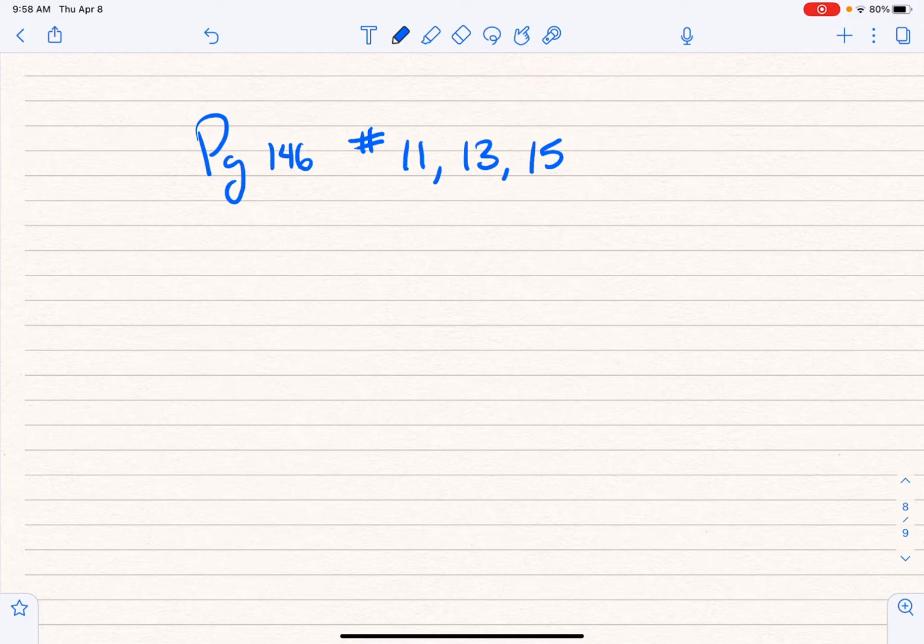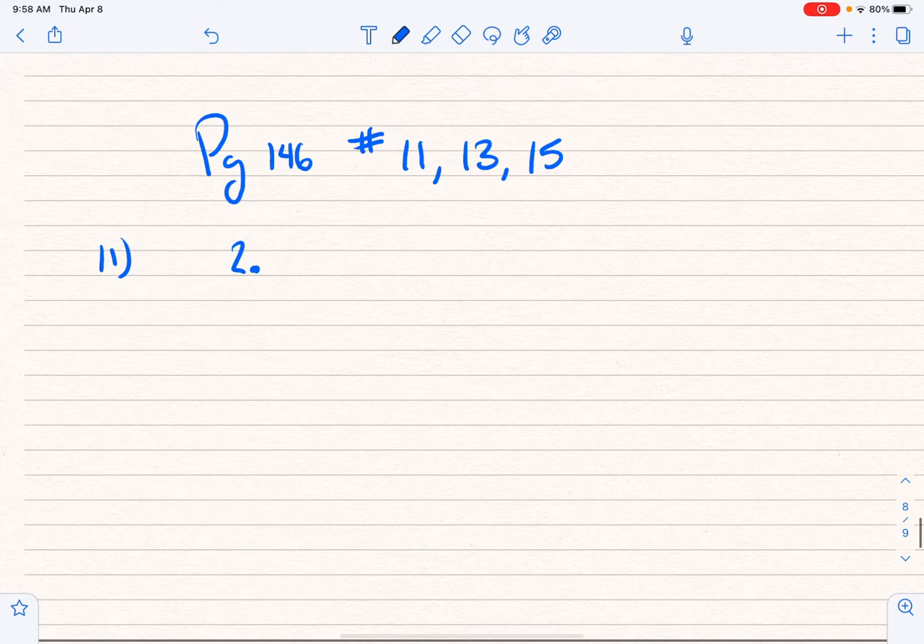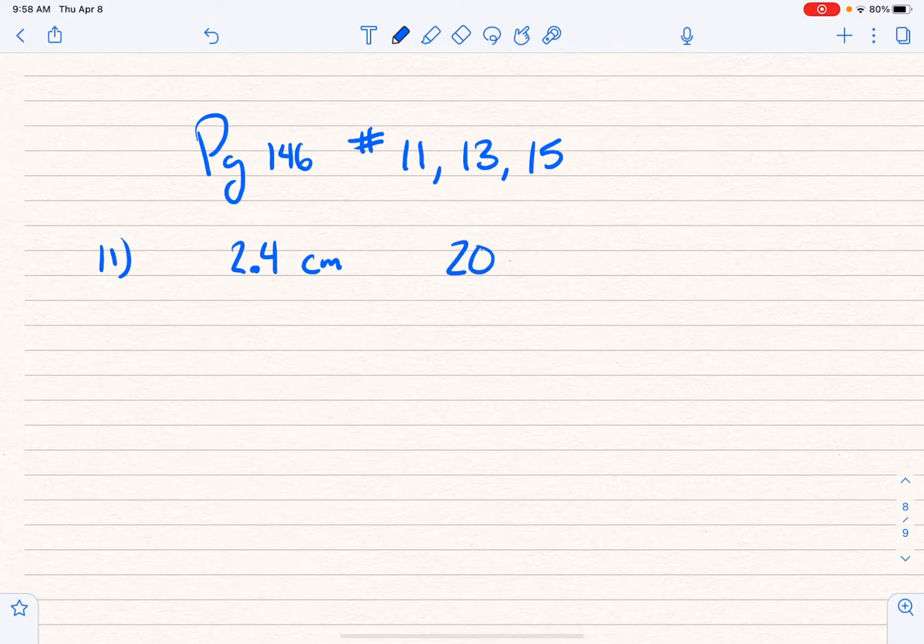Okay, so let's talk about this. Number 11, the key detail is that we're talking about the minute hand of a clock, and the minute hand is 2.4 centimeters long. And it says, how far does the hand travel in 20 minutes? Now, I think some people were struggling with the idea of what is 20 minutes? Well, 20 minutes is to here. That's where the 4 is, all right?